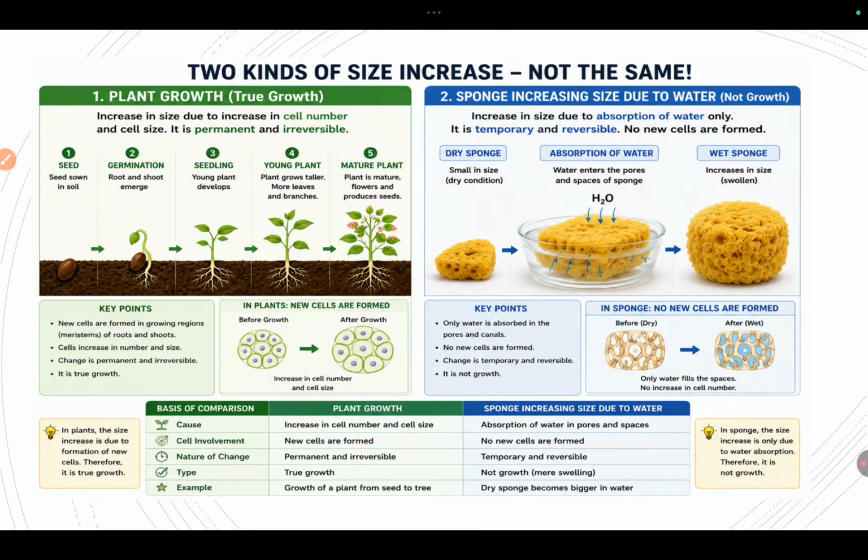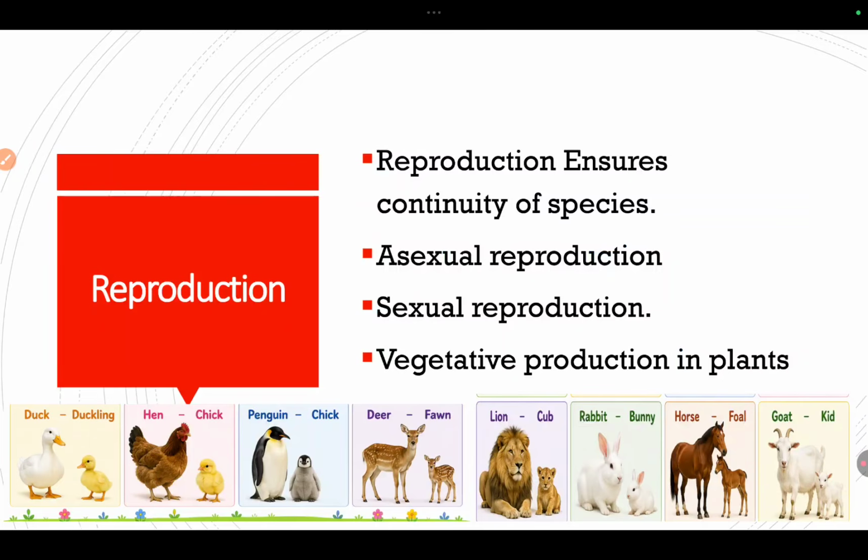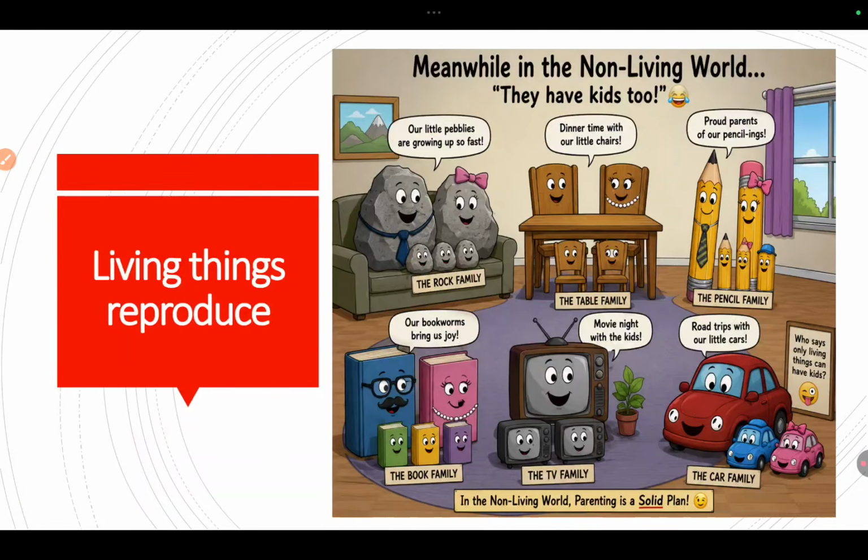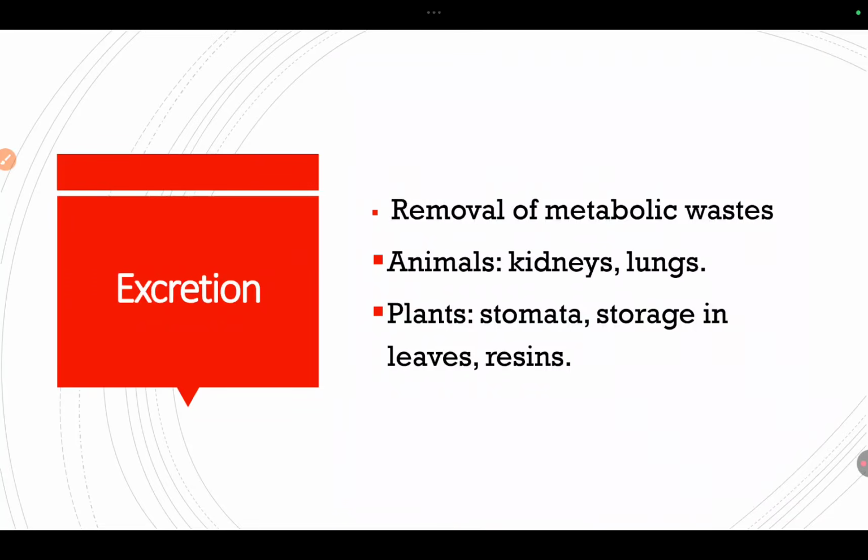So growth is an internal process. Next is your reproduction. We all know that living things produce their own kind and exhibit the continuity of their species, while we don't see rocks giving birth to rocks, tables giving birth to tables, or cars making their own family. So this is exclusive to living things.